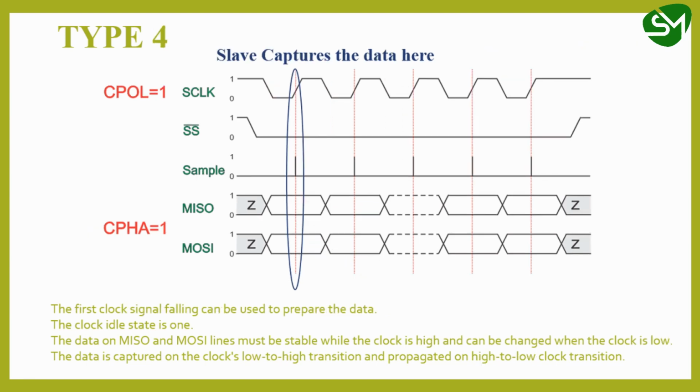Let's take the type 4 where the clock polarity and clock phase are equal to 1. That is, both are 1. And here since the clock phase is equal to 1, the data will be sampled in the trailing edge of the clock. So this is the leading and this is the trailing. So in the trailing edge of the clock, the data is being sampled. That is indicated by the red dots. You can see here.